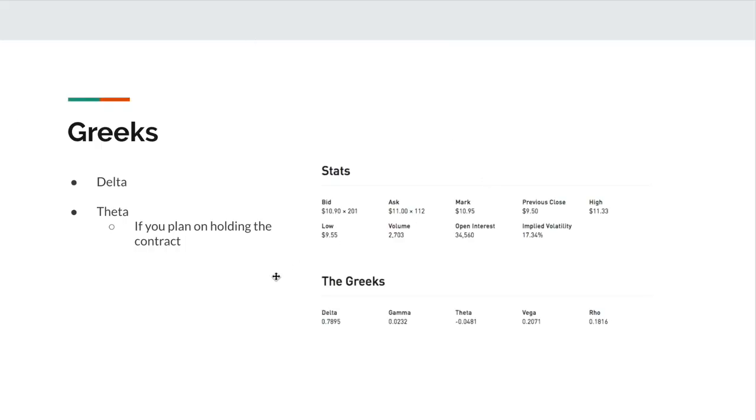So with that being said, let's go ahead and jump into an example. That way I can put all of this together for you and show you which options I would personally buy versus which options I would stay away from.